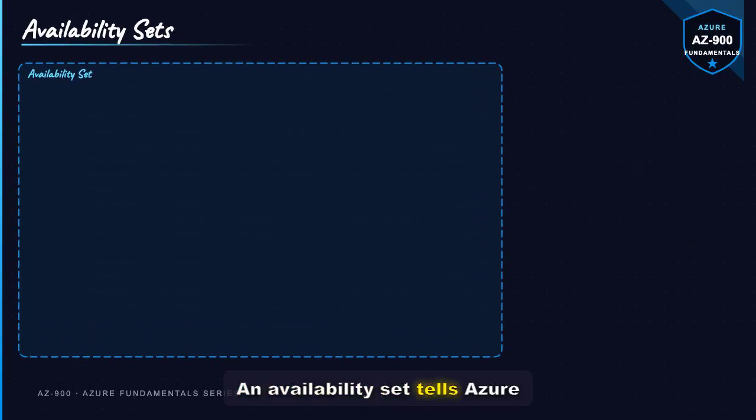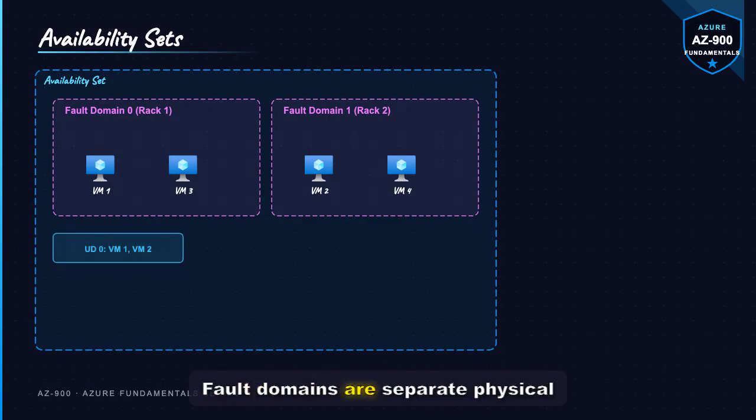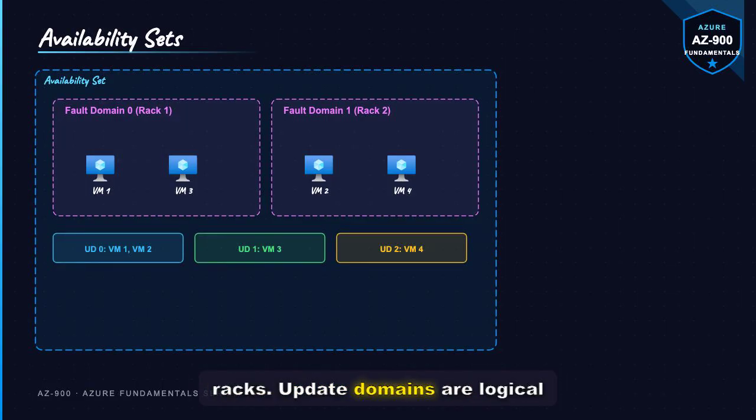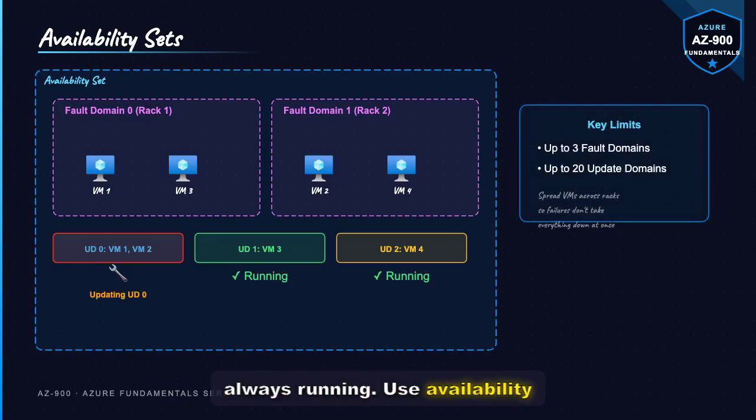An availability set tells Azure to spread your VMs across fault domains and update domains. Fault domains are separate physical racks. Update domains are logical groups for planned maintenance. Azure updates one domain at a time, so some VMs are always running. Use availability sets to protect against hardware failure within a single data center. For data center level protection, use availability zones instead.